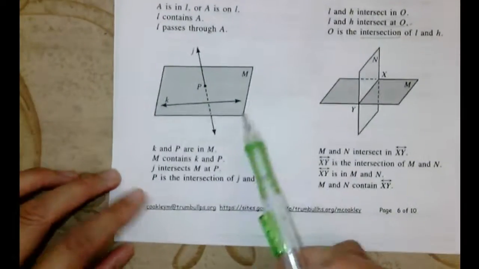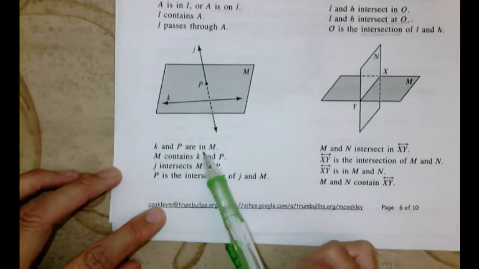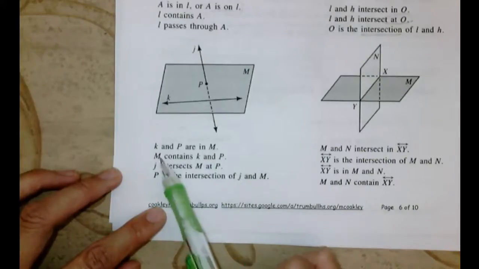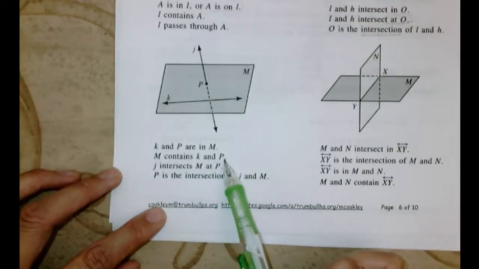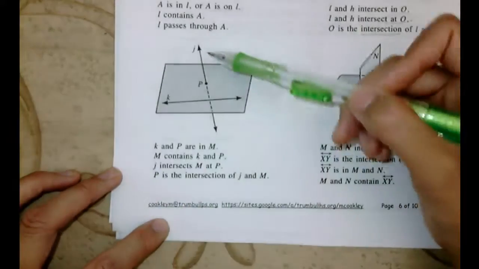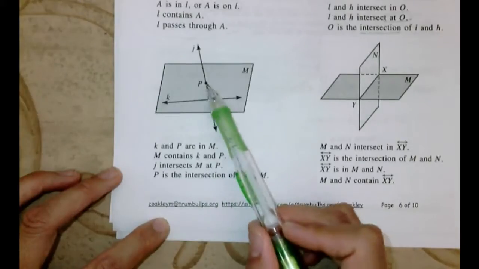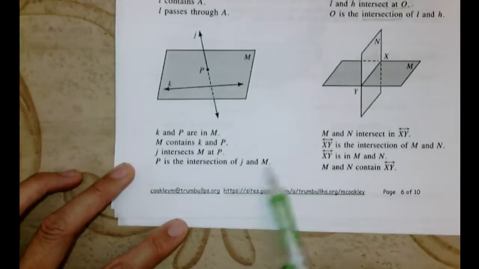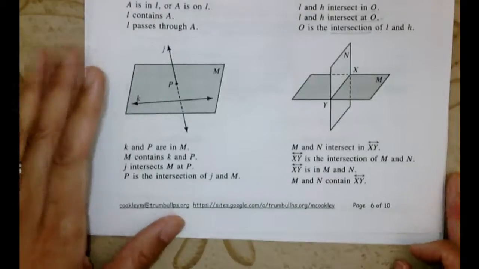Okay, here it is. Line K and point P are in plane M or on plane M. Plane M contains K and P. Line K and point P. Line J intersects plane M at point P. The point P is the intersection of line J and M. These are different ways to say it in the problems. Or means it's pretty intuitive, right?